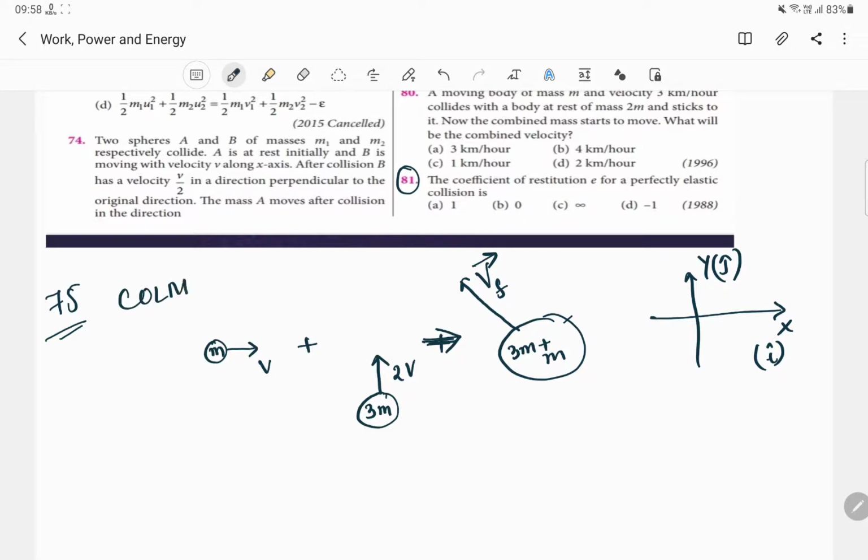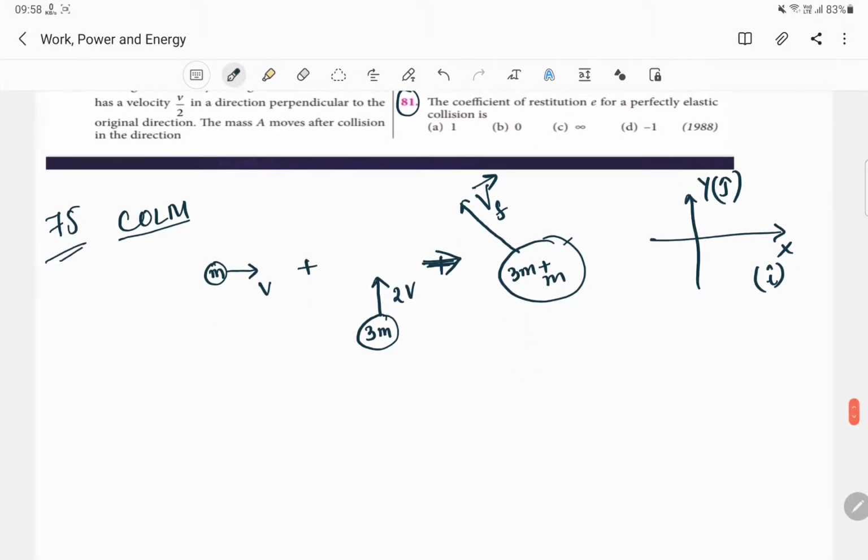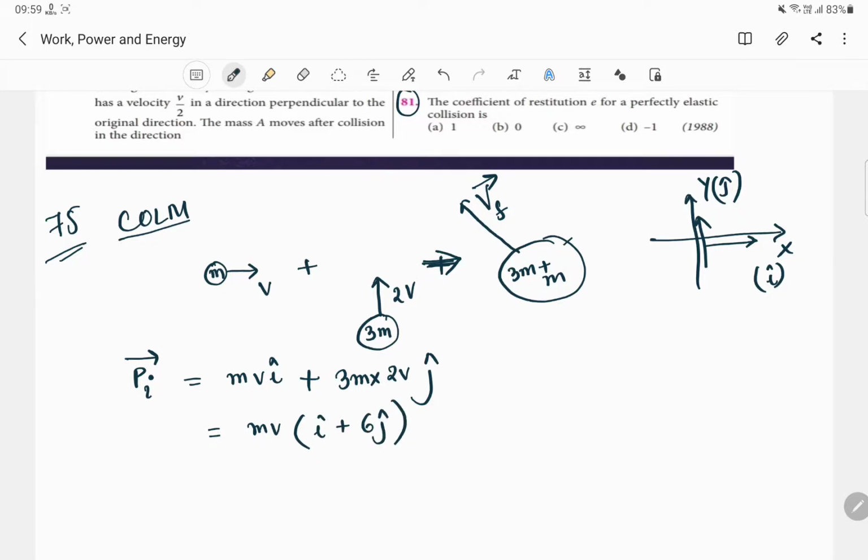We do know that conservation of linear momentum will hold true for each and every type of collision. Here, this type of collision is known as perfectly inelastic. Can we write the initial momentum like this? In vector form, it will be m v i cap vector. Why is it being multiplied with i cap? Because this is moving along the positive x-axis, therefore it must be multiplied with i cap. Plus, what will be the momentum of the second particle before collision? It will be 3m, and what is the velocity? Velocity is 2v, and it is moving in the upward direction, therefore we must multiply it with j cap, and with mv taken common, it will be i cap plus 6 j cap. This is the initial momentum.